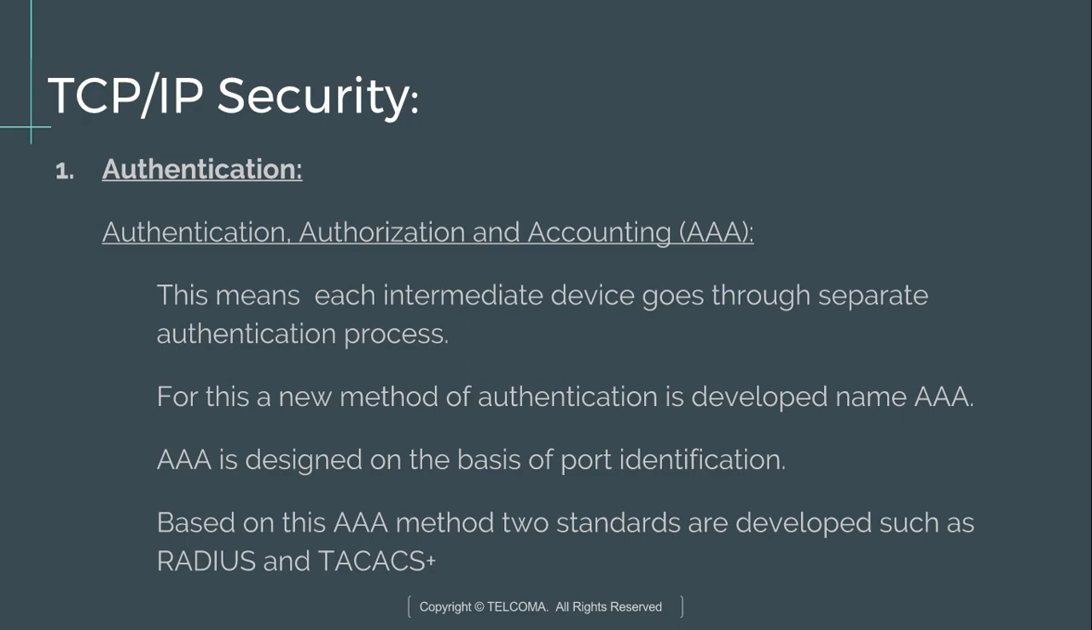For this, a new method of authentication was developed, named AAA: authentication, authorization, and accounting. AAA is designed on the basis of port identification. Based upon this AAA method, two standards were developed. One is RADIUS, Remote Authentication Dial-In User Service, which encrypts only the password fields of the data. The other standard is TACACS, Terminal Access Controller Access Control System, which encrypts the entire payload.